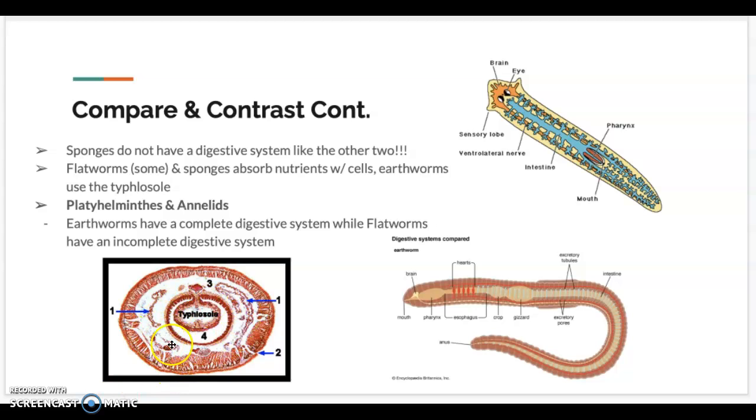And you can see the typhlosole right here, and then you have the earthworm and then the flatworm.